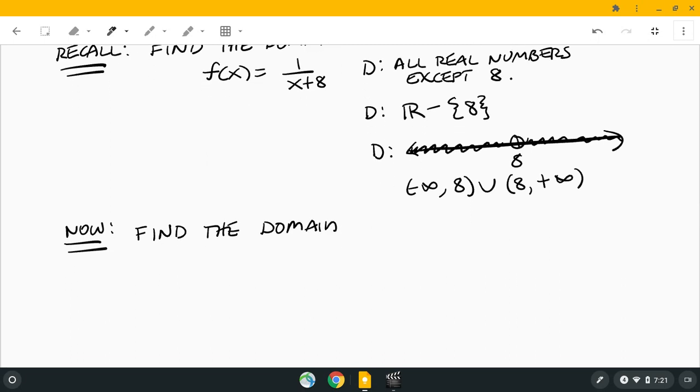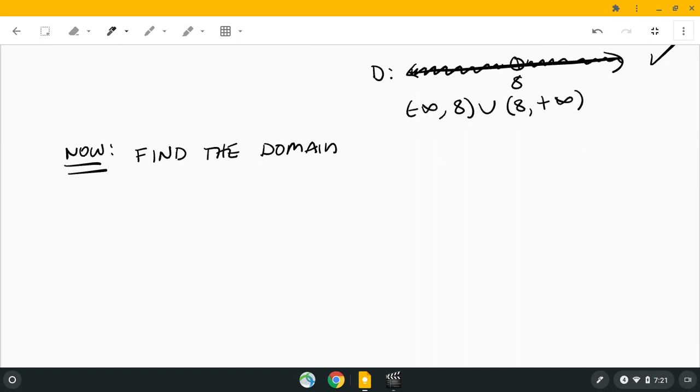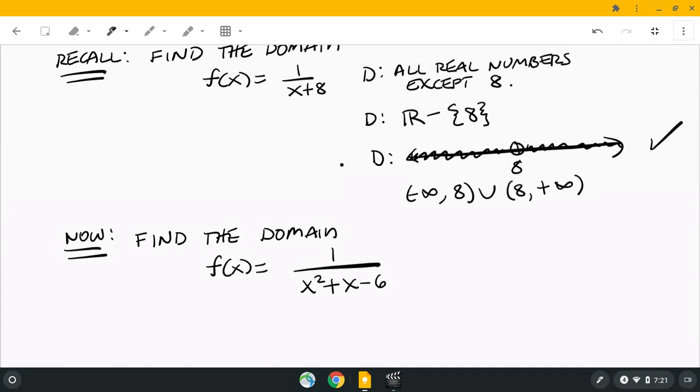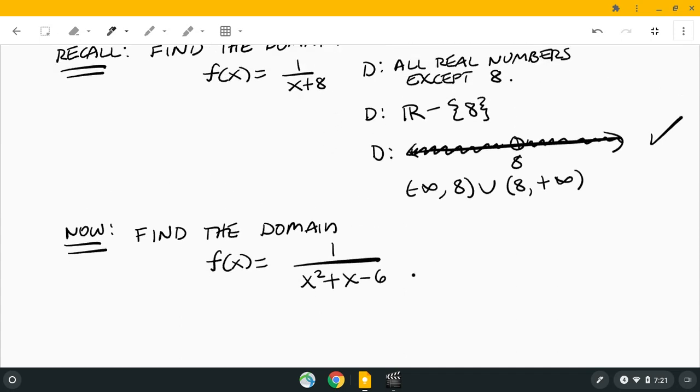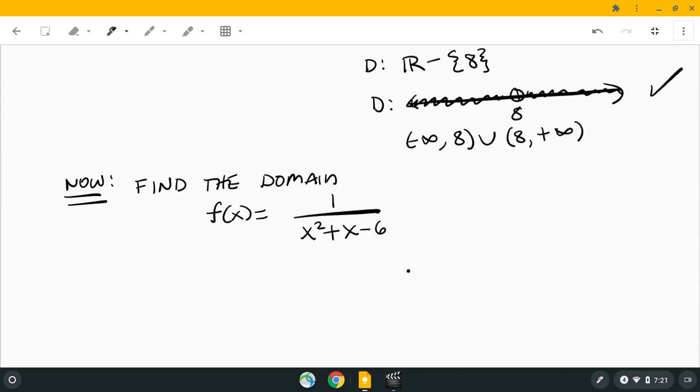And we'll be using this notation right here, the interval notation. Find the domain. Suppose that you have 1 over x squared plus x minus 6. Now you have to do a little bit more work. You have to actually factor it so that you can see what values you need to exclude.